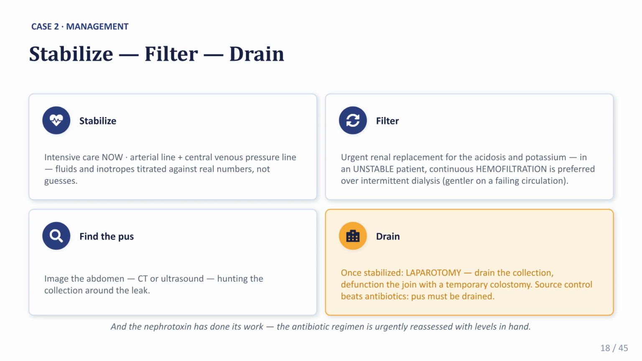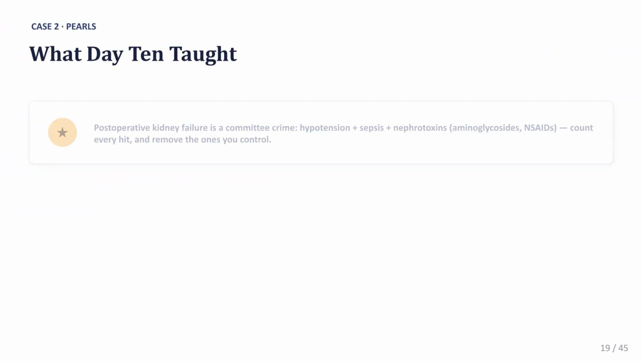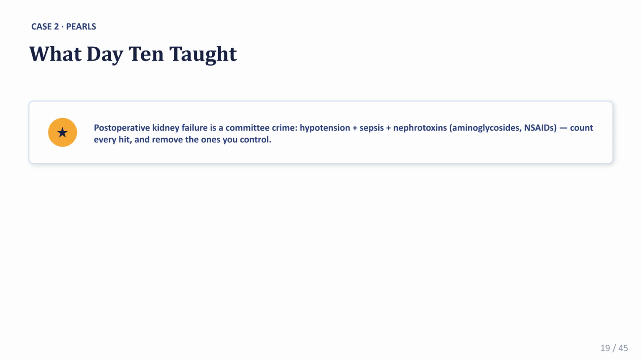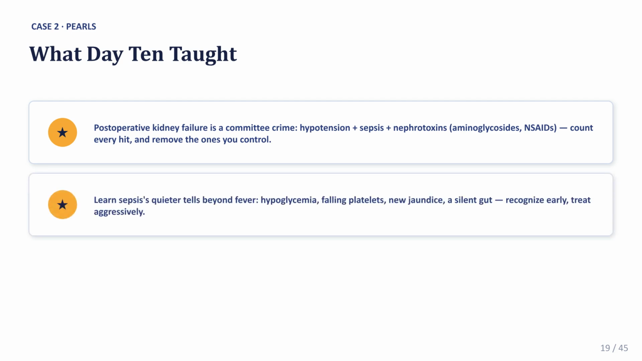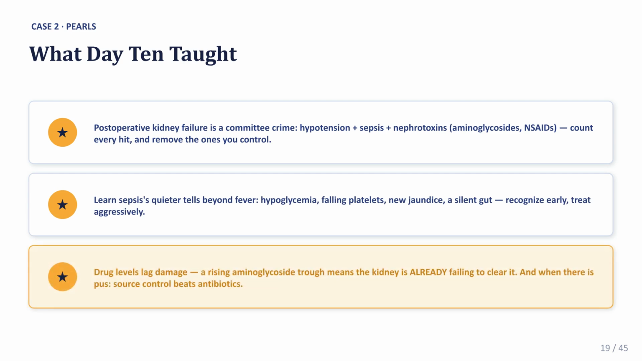Finally, source control is mandatory: laparotomy to drain the pus and defunction the bowel. Pus must be drained to stop the sepsis. 3 pearls. Postoperative kidney failure is a committee crime. Sepsis has quiet signs beyond fever, like hypoglycemia and falling platelets, and drug levels lag behind the actual damage. Recognize the pattern and act decisively.